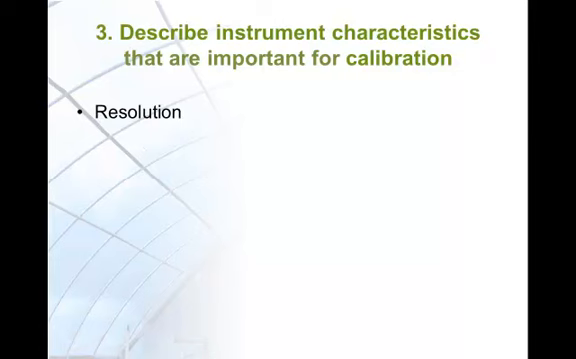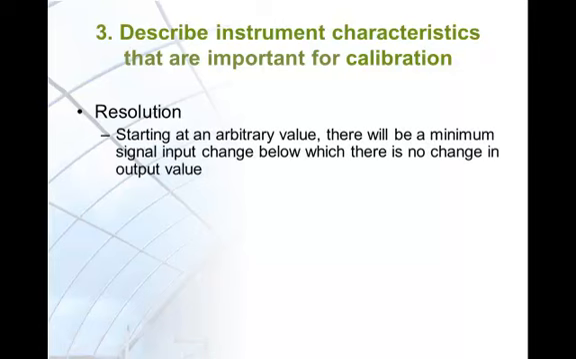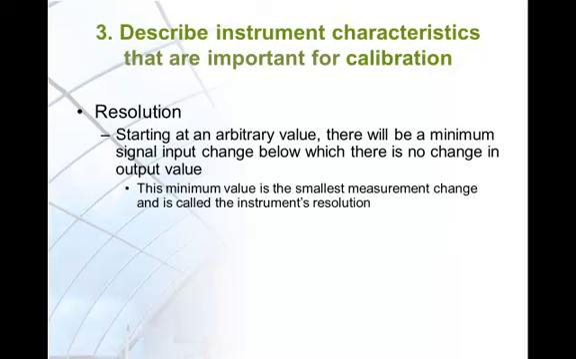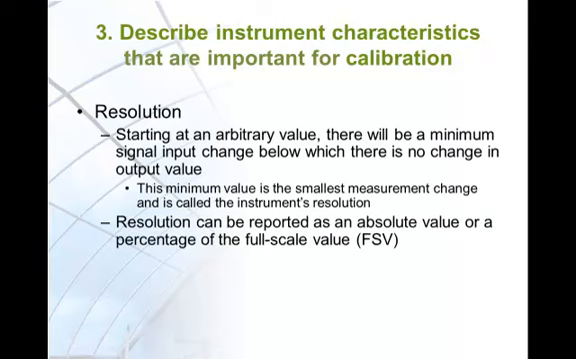Let's talk in detail now about resolution. Starting at an arbitrary value, there will be a minimum signal input change, below which there is no change in output value. This minimum value is the smallest measurement change and is called the instrument's resolution. Resolution can be reported as an absolute value or as a percentage of the full scale value.